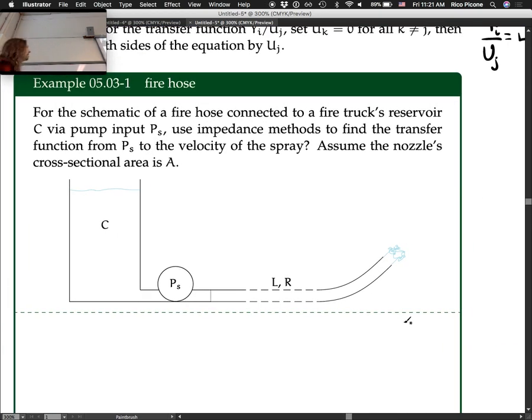Okay, so this is a pretty simple system. Reservoir, pump, and then we've got a hose which we're going to model with an inductance.